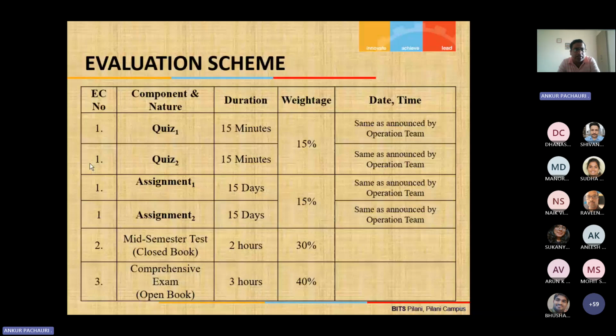Okay, but the duration for the quiz will be 15 minutes. So although it is available for 1 day, you all have to finish the quiz within 15 minutes of availability. Okay, once you open and access the quiz, you'll have to finish it in 15 minutes.